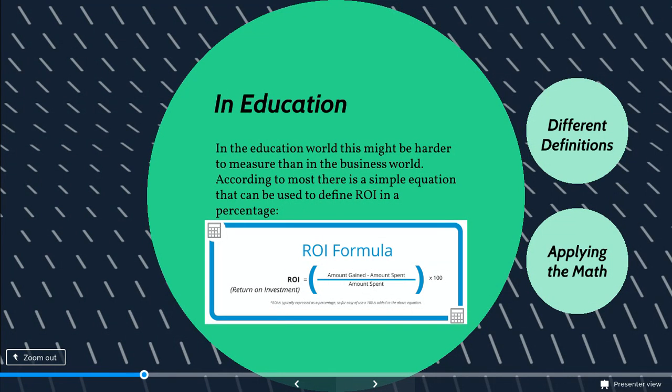in the graphic that is in the picture, this was designed by Z Torek, a guide to calculating ROI. And the formula is the return on investment will equal the amount gained, so how much you gain from something, minus the amount spent, divided by the amount spent. Then you multiply that by 100. The return on investment becomes a percentage at that point. How much is your return on investment? This is the basic formula for ROI in the business world, but again, it might be harder to quantify that in the education world.